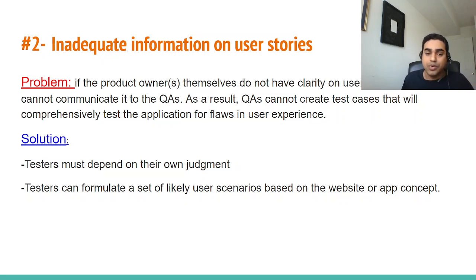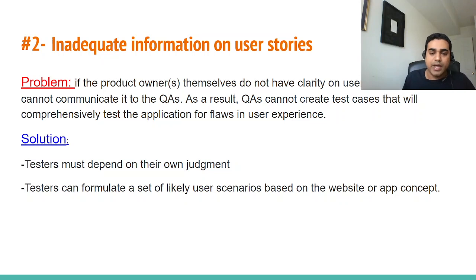However, if the product owners themselves do not have clarity on a user journey, they cannot communicate it to the QA, which is a very common scenario you will see in agile. The product owner is not 100% sure about the product journey or a story, so they have a lack of information on their story. Which just means it doesn't follow the definition of ready for their story. But this always happens.